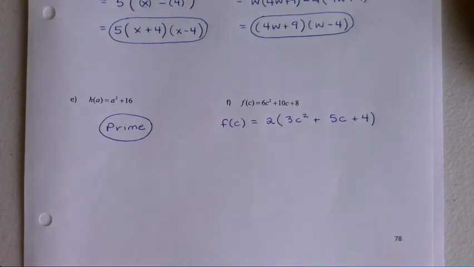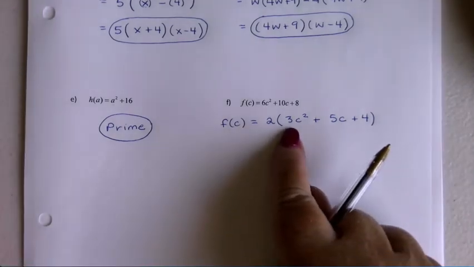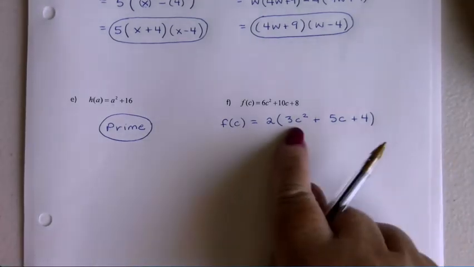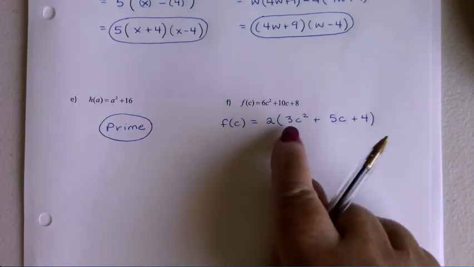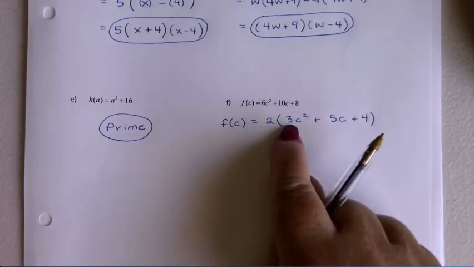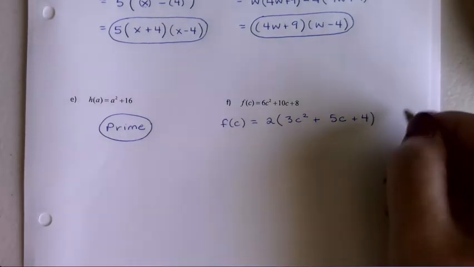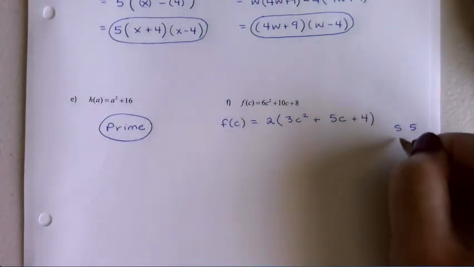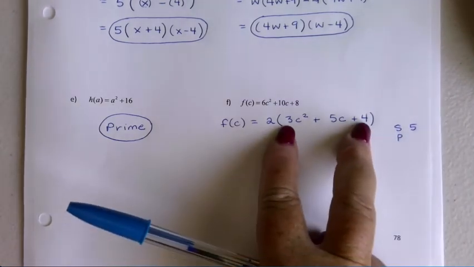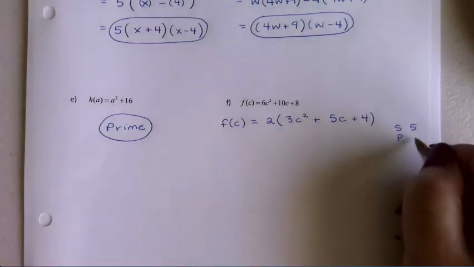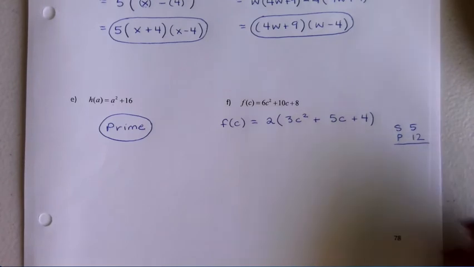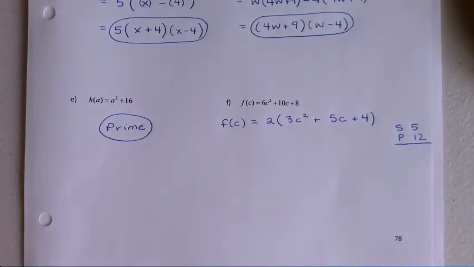All right. Trinomial in the parentheses, so I'm thinking sum and product. And with the 3 as the leading coefficient, it's going to be the expanded sum and product. So I'm looking for a sum of 5. And my product, 3 times 4, is going to have to be 12. I don't think that's going to work, is it?